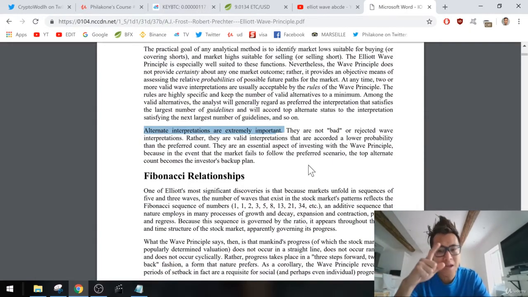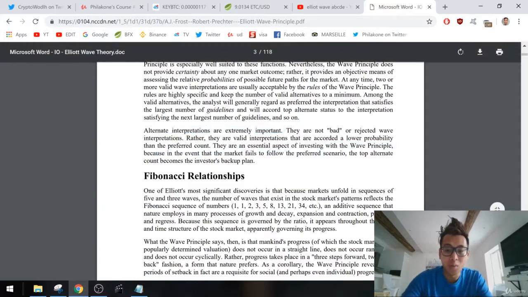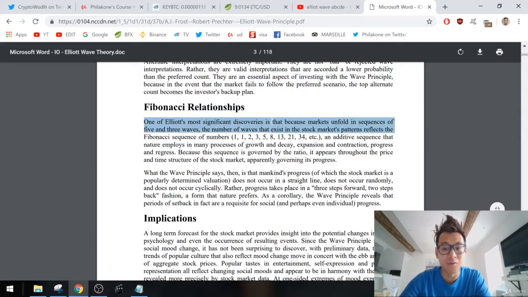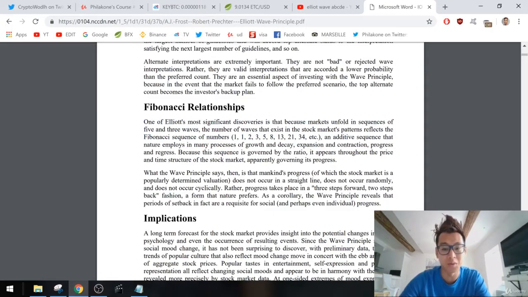So you'll have a main count that you believe to be correct, but you'll have perhaps a few other counts as well. They have a lower probability than the preferred count, but they're still an essential aspect of all wave principles. And as we were talking about earlier with Fibonacci relationships, one of Elliott's most significant discoveries is that markets unfold in sequences of 5 and 3 waves. The number of waves that exist in the stock market's pattern reflects the Fibonacci sequence of numbers. And I'm going to talk to you guys about how this is counted as well.